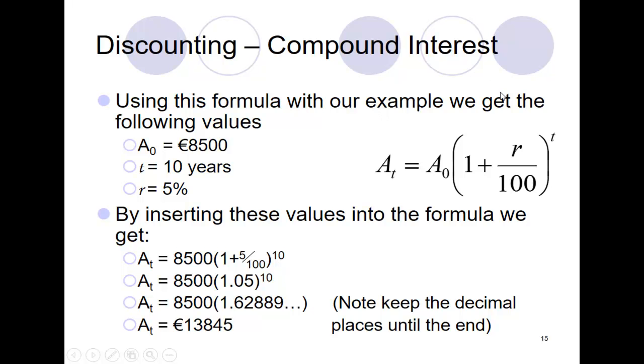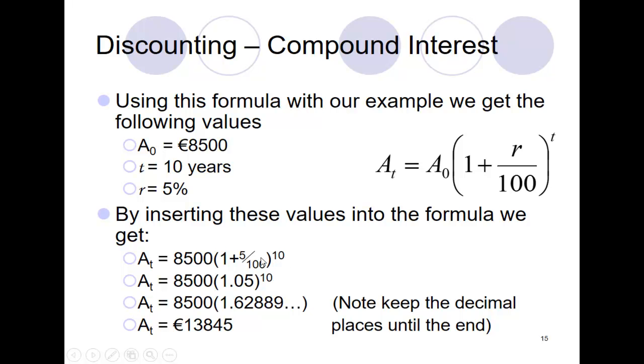Using the formula with the example we have, we get the following. Again, write out what each of these different bits and pieces are. A0 is the amount of money you're investing at the beginning, that's the 8,500. T is the 10, 10 years. R is the rate of interest, so that's 5%. Filling it in, AT is the amount of money you're going to have at the end. That's the 8,500, A0, multiplied by 1 plus 5 over 100 to the power of 10.